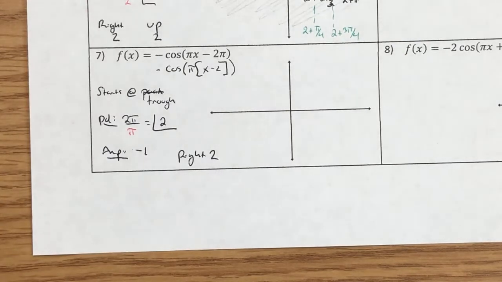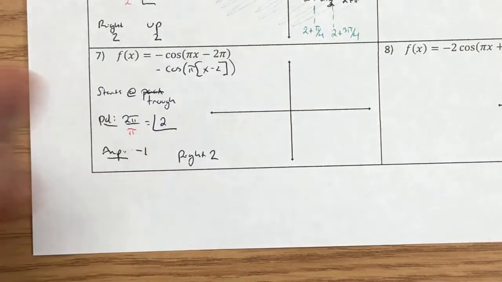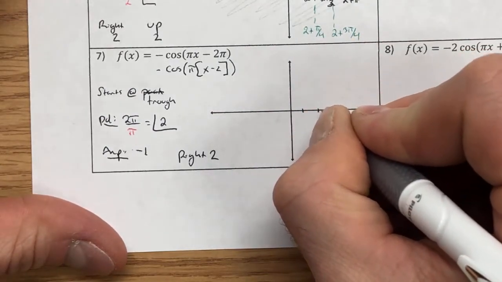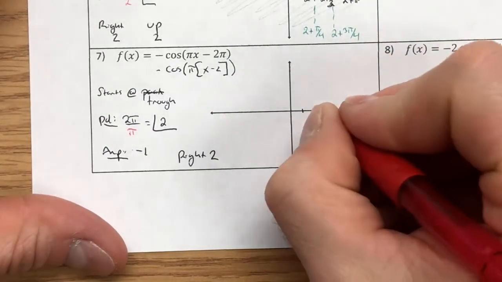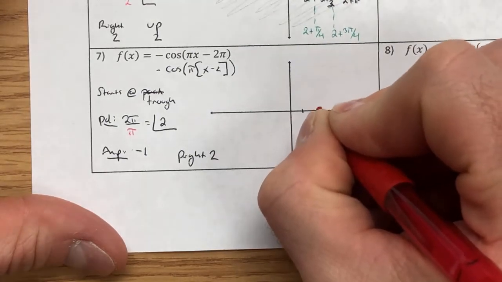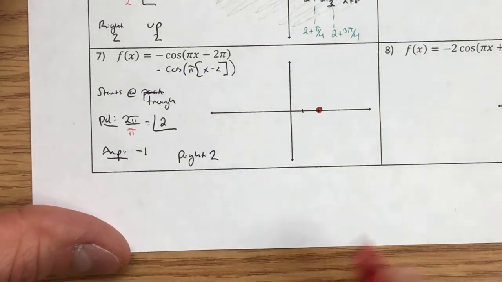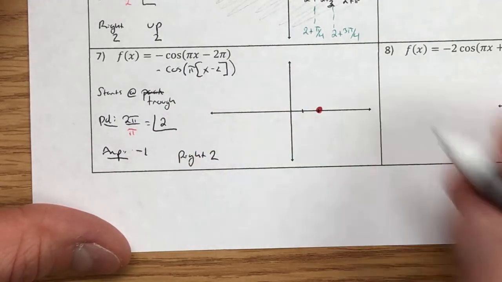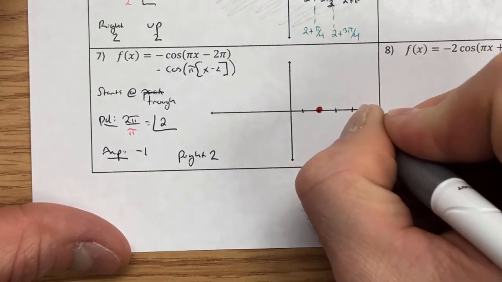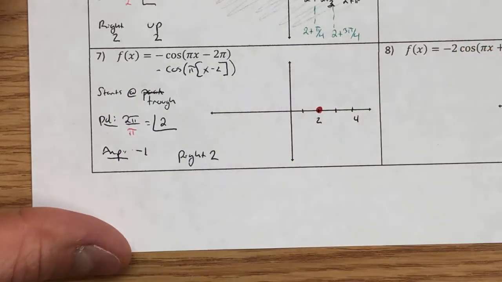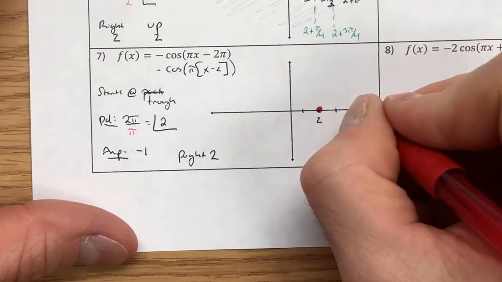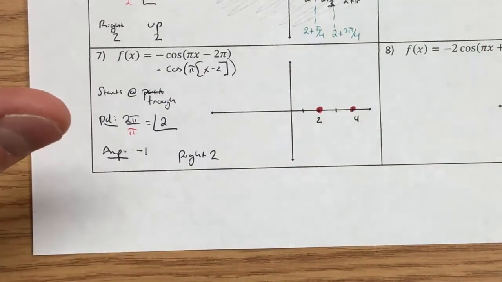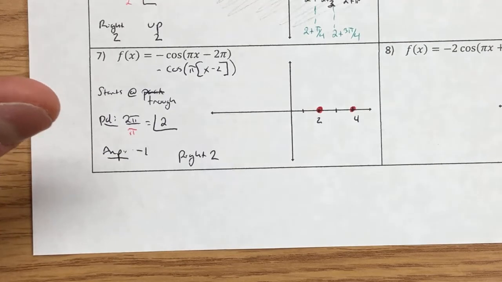So let's go ahead and set where our starting point is. I know it's moved to the right 2 units, so at 2, I'm going to pop my first point right there. And I know it also repeats itself every 2 units. So at 2 and at 4, this thing is going to repeat itself. Okay.